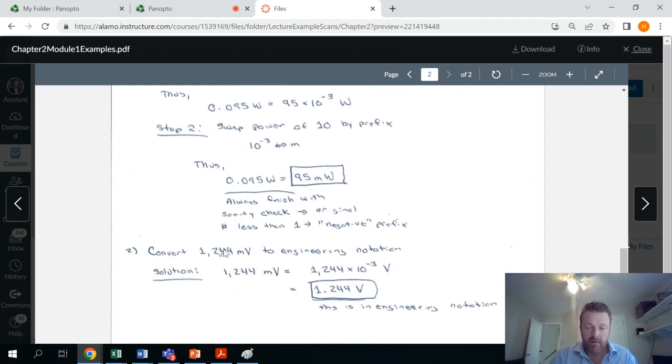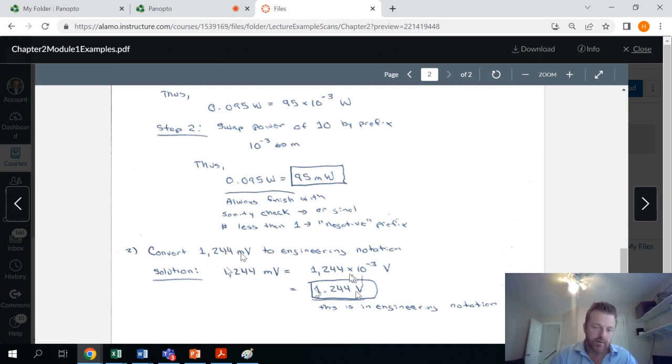So second problem, 1,244 millivolts. We're asked to convert that to engineering notation. First question is, why isn't it in engineering notation? Well, 1,244 is too big. It's larger than 1,000. Remember, it's up to 1,000, not inclusive. Could we do something about it by simply absorbing the prefix into the number? Well, milli is 10 to the minus third. Correct. And if you absorb 10 to the minus third into this number, it's just going to shift the decimal place 3 places to the left. So that will give you 1.244. That is an acceptable number. It's between 1 and 1,000. So this is in engineering notation, 1.244 volts.